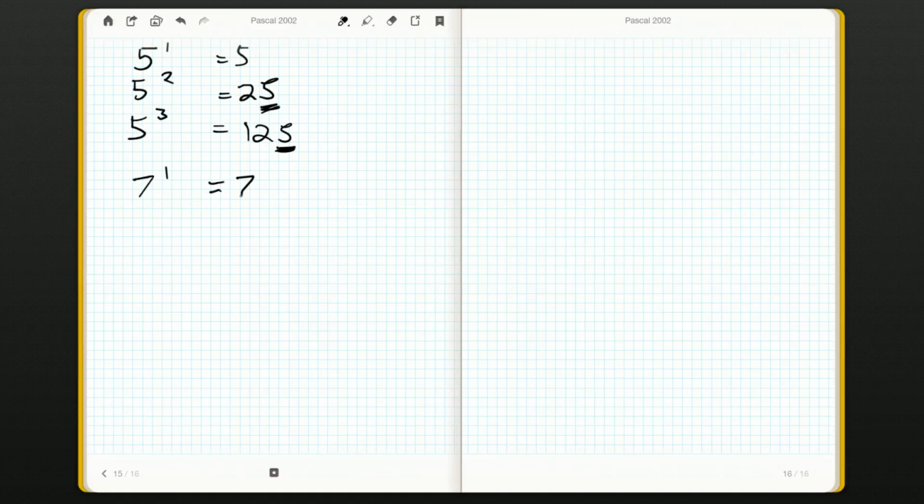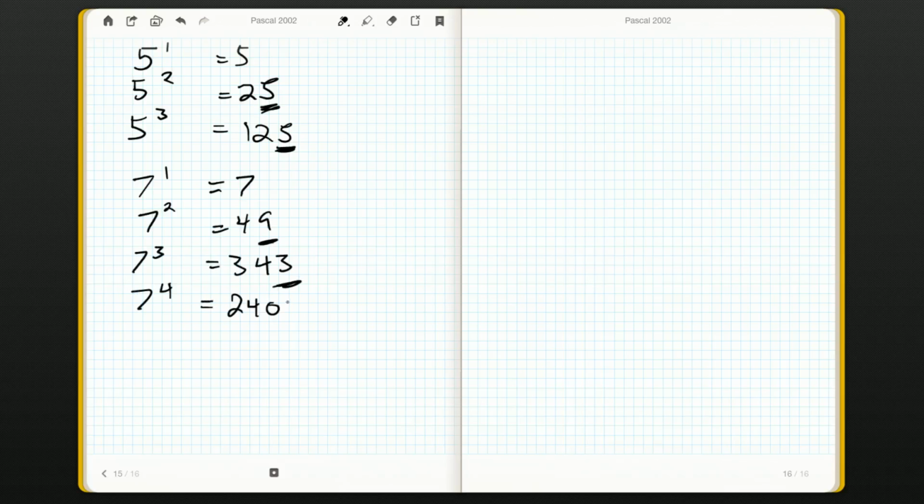When we look at 7 to the 1, of course we get 7. 7 squared, 49. 7 cubed, 343. That gives me a units digit of 3. 7 to the 4, that's 2401. And 7 to the 5, that's going to be 16807. And we're back to 7 again. And if we wanted to, we could grab our calculator and do the next one. 7 to the power of 6 should end in a 9, and yes it does. 117649.